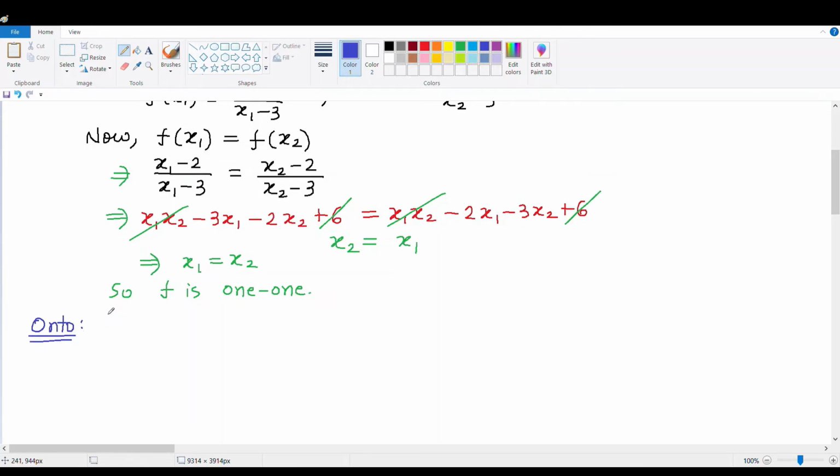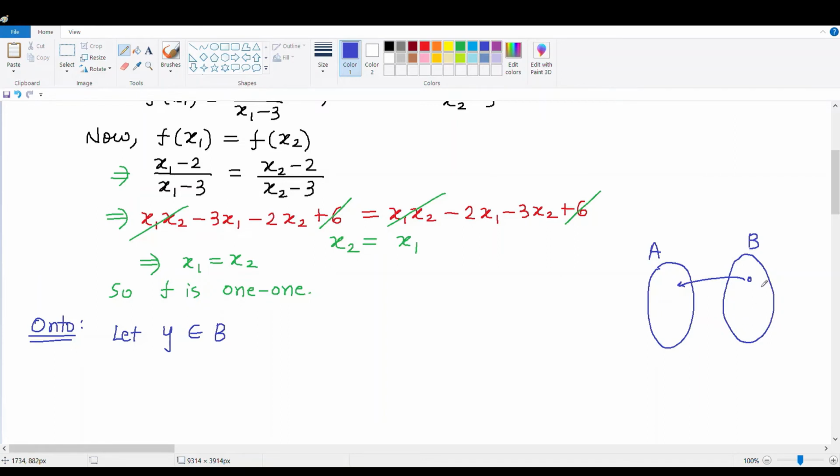Now for an onto function, we are going to take some element in our codomain. Because onto is the other way around, we need to see that every element in the codomain must have some pre-image in the domain. So we go from here to here. That's why we are taking some element from our output set, from our codomain. So let's call it y. So let y belong to B, because codomain was B, domain was A. So y belongs to B.